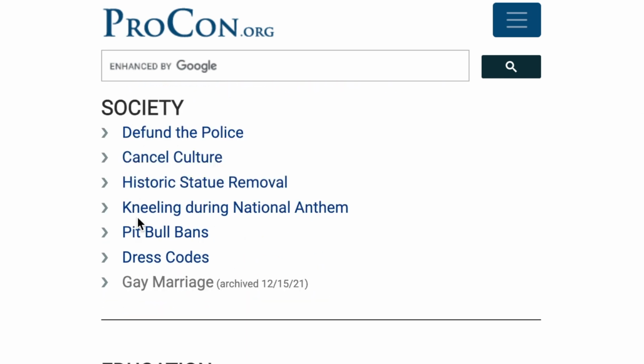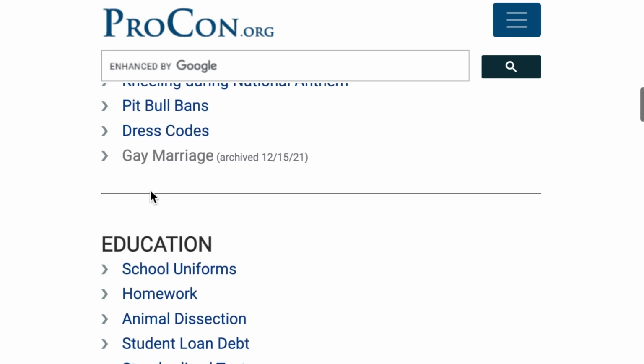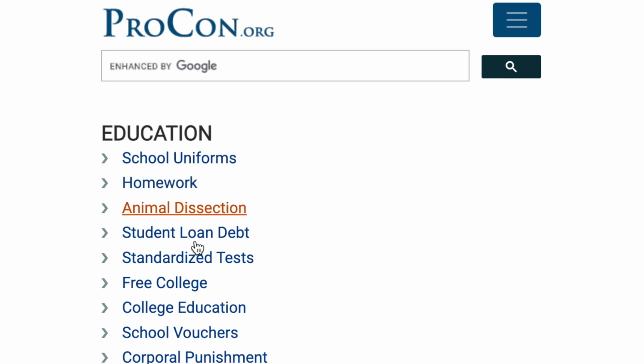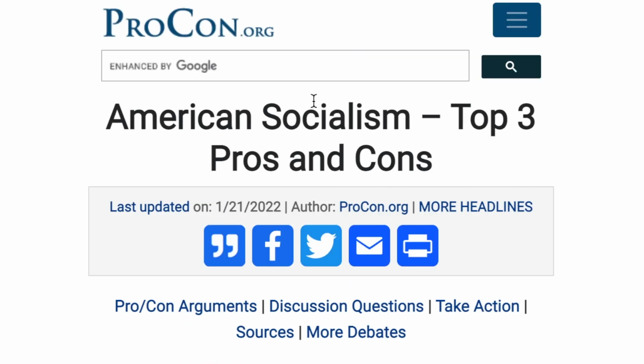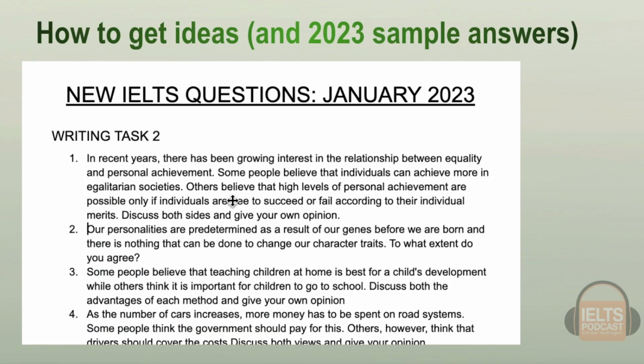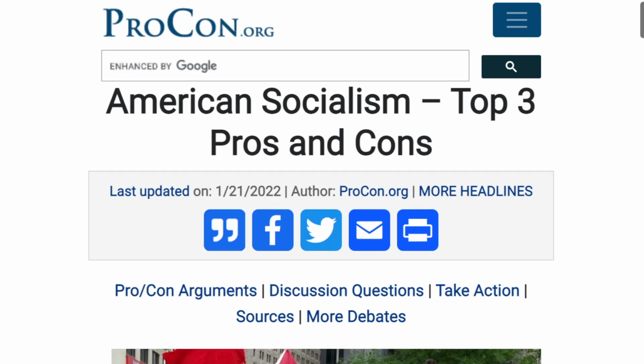Look at all of these questions. Okay, dress code, dangerous dogs. So imagine we get a question about homework. Okay, actually let's just say we're talking about fairer societies. Fairer societies are usually like socialist policies or socialist governments. Okay, socialism. Okay, and it's going to give me the pros and cons, hopefully. Pros and cons, American socialism. This is actually perfect, because if we go back to the question, it's basically asking, high levels of personal achievement, free to succeed or fail according to their merits. Okay, and the US is a perfect example. It's like the opposite of Sweden.